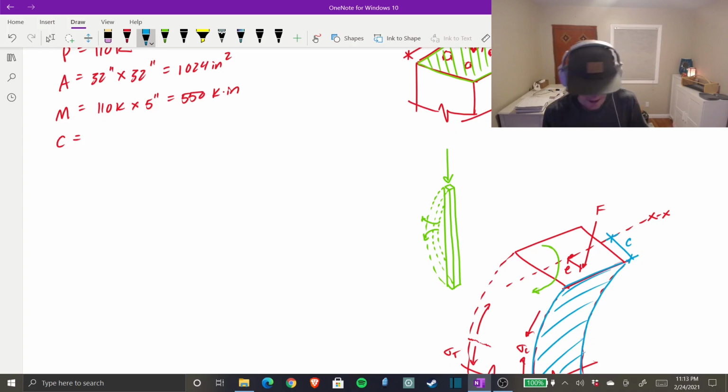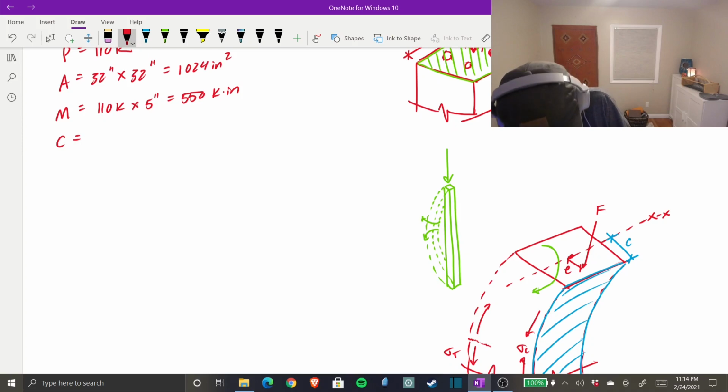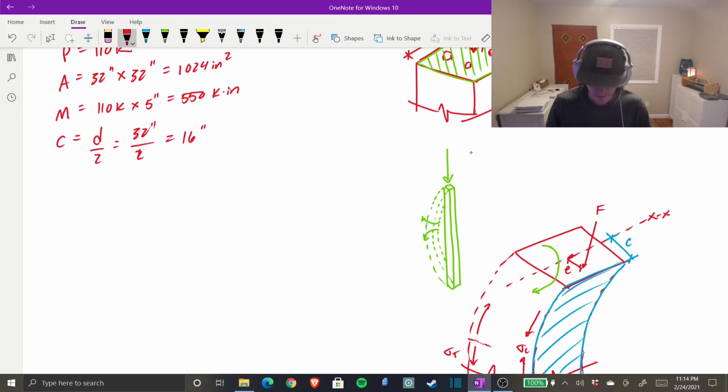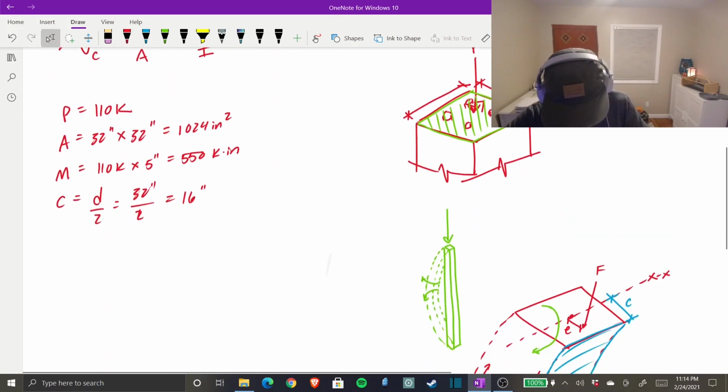So that is C. Well, C is just, in that case, 1/2 of the depth of your column. And the depth and the width of your column are the same. They are both 32 inches. So C is going to be equal to D over 2, which equals 32 inches over 2, which equals 16 inches. Okay? And now we just need I.